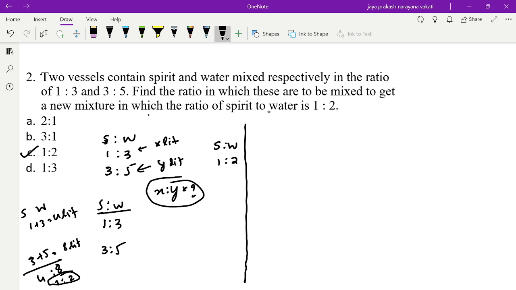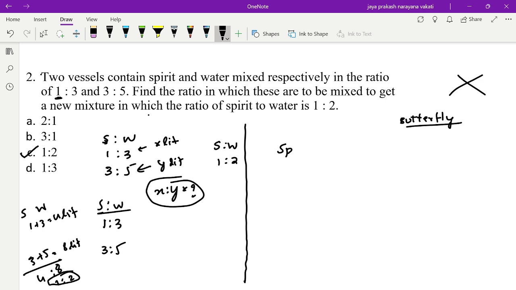So I need you to understand this problem. I name this method the butterfly method. So how? Simple, guys. Just look at the first vessel. In the first vessel, spirit is of how many parts? One part out of total four parts.